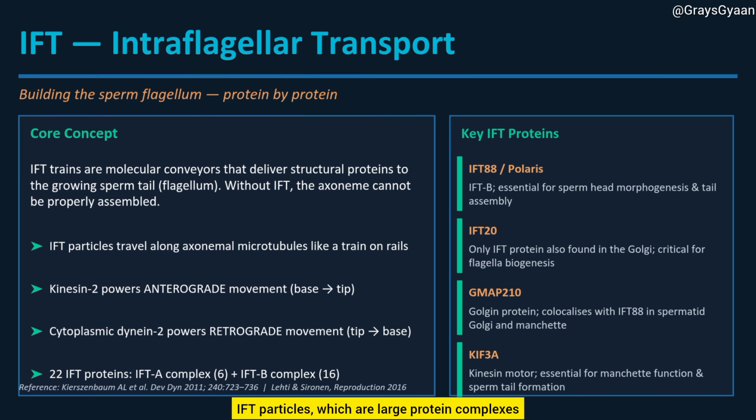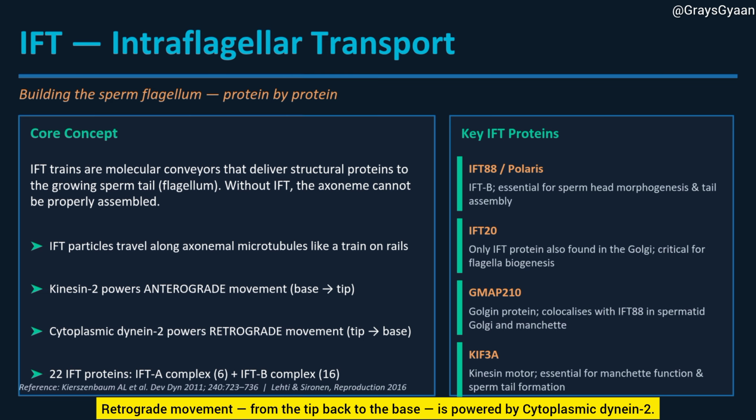IFT particles, which are large protein complexes, ride along the axonal microtubules, just like a train moves along rails. Anterograde movement, from the base to the tip of the flagellum, is powered by kinesin 2, specifically the KIF3A and KIF3B subunits. Retrograde movement, from the tip back to the base, is powered by cytoplasmic dynein 2.